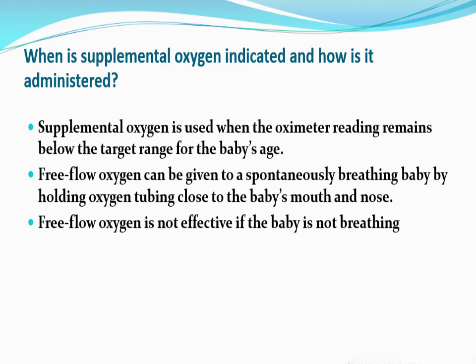When is supplemental oxygen indicated? How is it administered? Supplemental oxygen is used when the oximeter reading remains below the target range for the baby's age. Free flow oxygen can be given to a spontaneously breathing baby by holding oxygen tubing close to the baby's mouth and nose. Free flow oxygen is not effective if the baby is not breathing. So there should be spontaneous breathing to be effective.